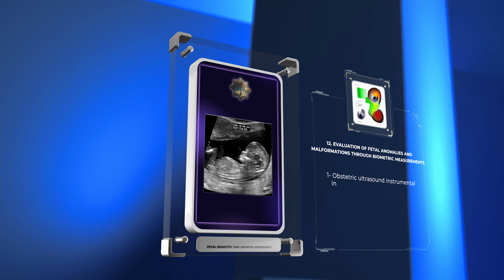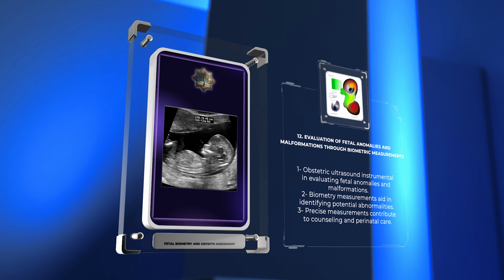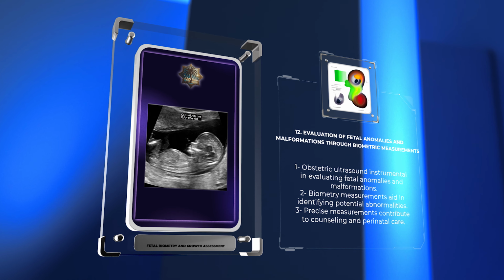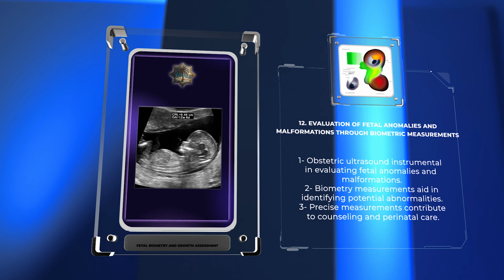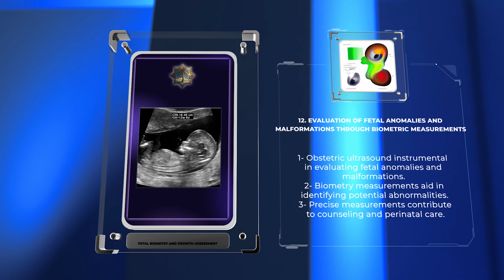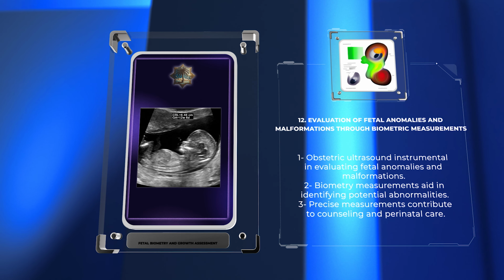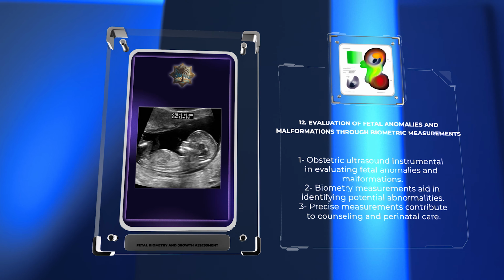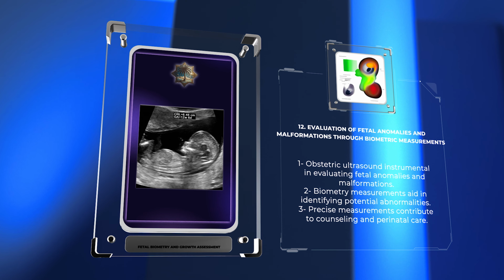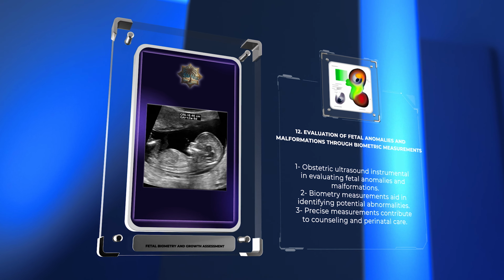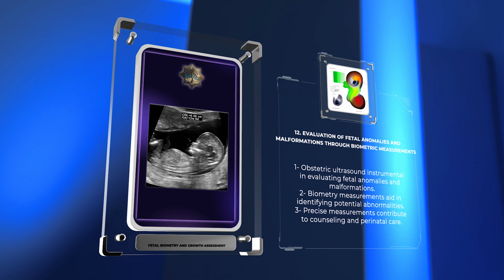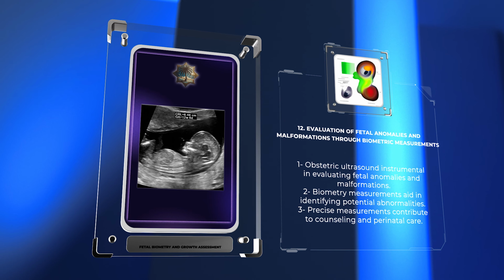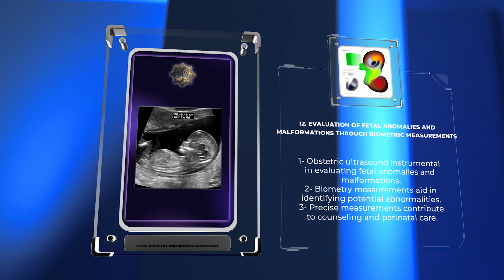Biometric measurements obtained through obstetric ultrasound are instrumental in evaluating fetal anomalies and malformations. Abnormalities can be structural, functional, or syndromic in nature. By examining the biometry of various fetal structures, including the cranium, spine, abdomen, limbs, and heart, we can identify potential anomalies and direct further diagnostic investigations. Precise measurements aid in characterizing the anomalies, contributing to counseling, prenatal planning, and overall perinatal care.